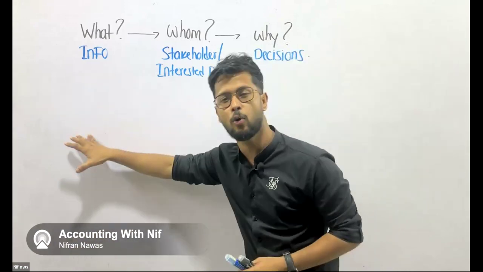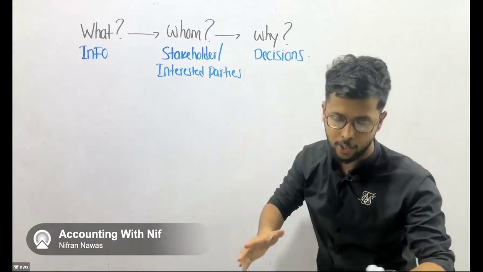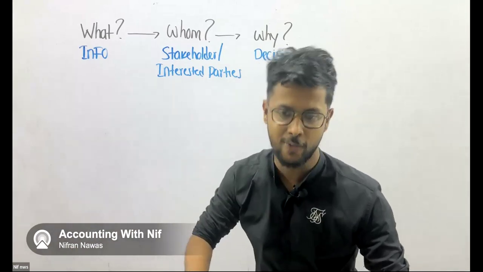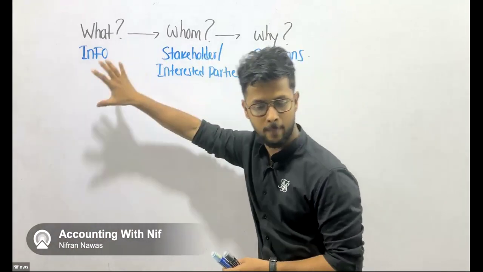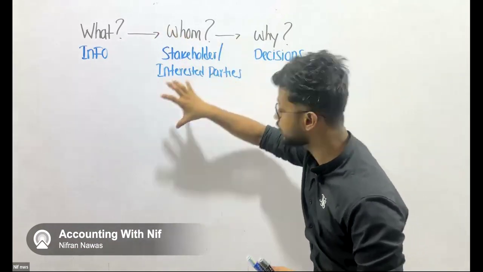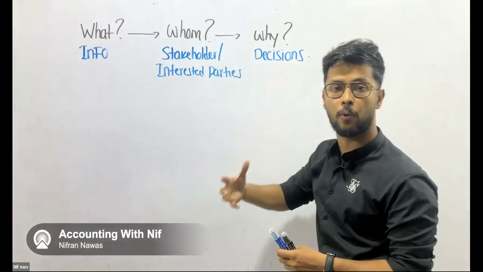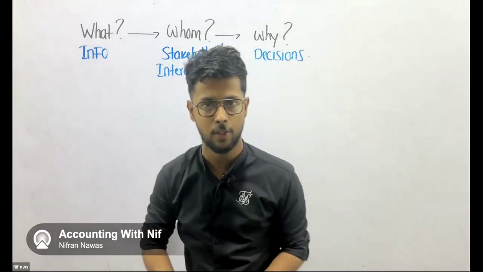Again, we don't want to ponder over this a lot. If I were to take about 15 minutes to explain this to you, I know you might get bored and leave the class, right? So what are we providing? We are providing information. To whom are we providing it? We are providing it to the stakeholders. And why is such information provided? This information is provided so that they can make economic decisions, right?